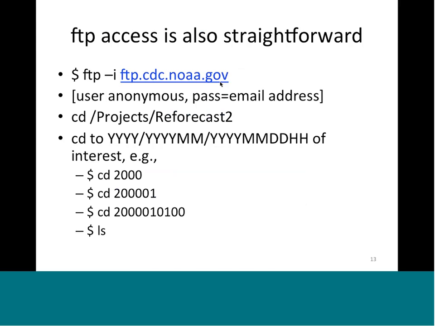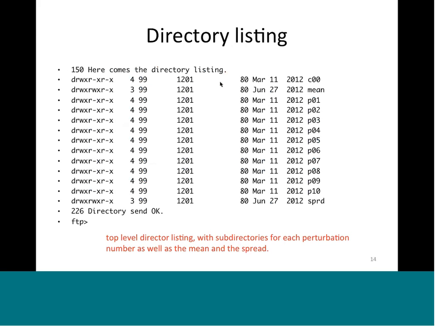It's also straightforward to get FTP access. There's the link, ftp.cdc.noaa.gov. You call yourself anonymous for the user, and then you provide your email address for your password. And CD to projects, Reforecast 2. Underneath that, the data is organized by year, then by year and month, then by year, month, day, hour. So for example, for the first day of 2000, you'd CD to 2000, then 200001, then 2000010100. If you did that and listed the contents, here's what you would see.